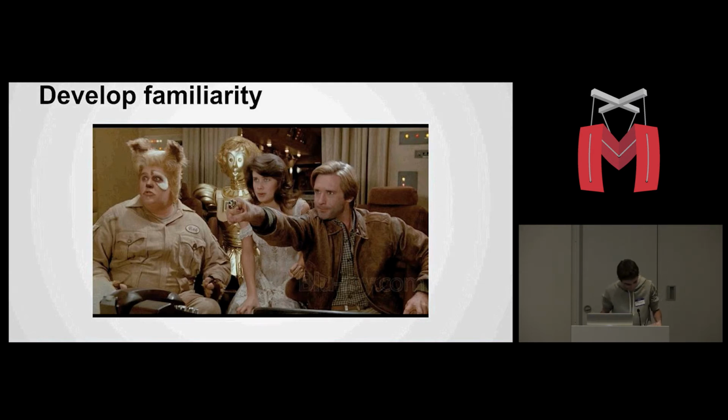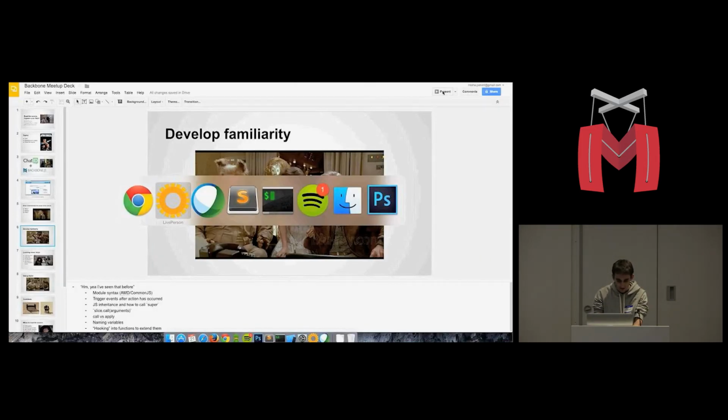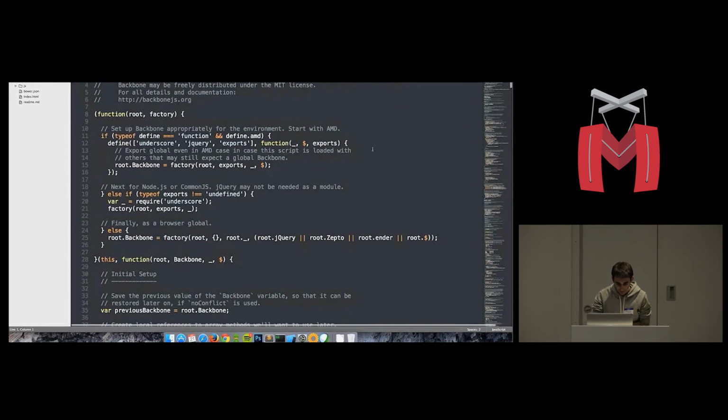So the first bullet on why it's useful to read the source code is to develop familiarity. So this is kind of a low-pressure way you can think about it, as you're not trying to understand exactly everything that's going on inside the source of Backbone. And so I'll pull this up here.